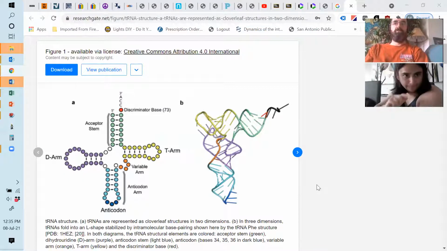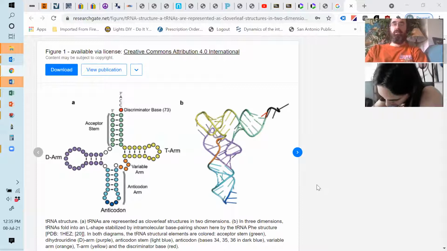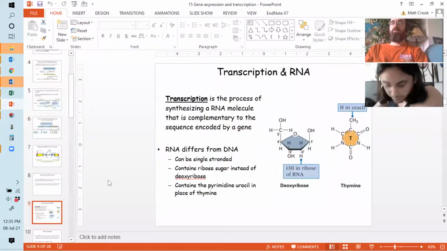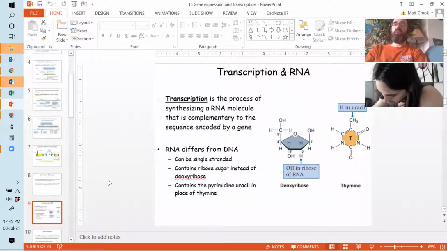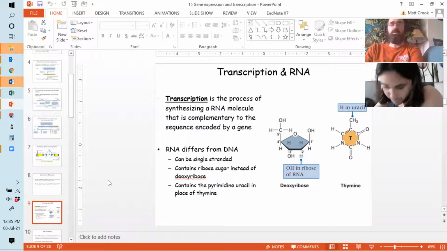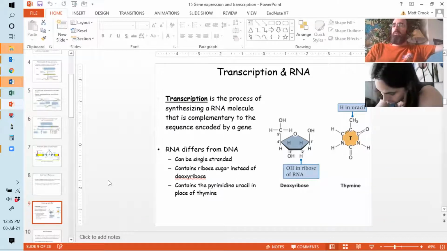Right, so don't ever let anyone tell you that RNA is just single-stranded, right? Because it is not. It's actually in many ways a far more complex molecule than DNA is. DNA can form funky shapes, I guess, but it's pretty dull compared to RNA.